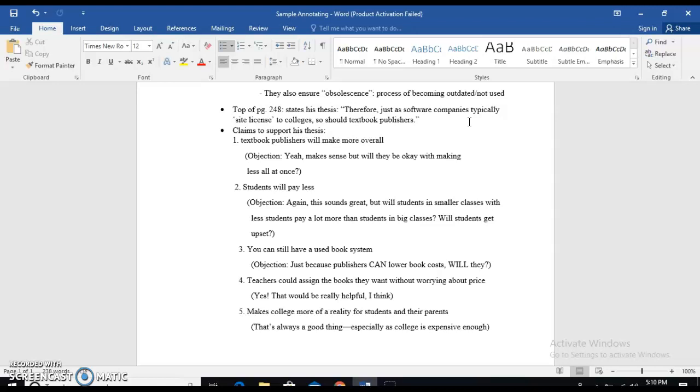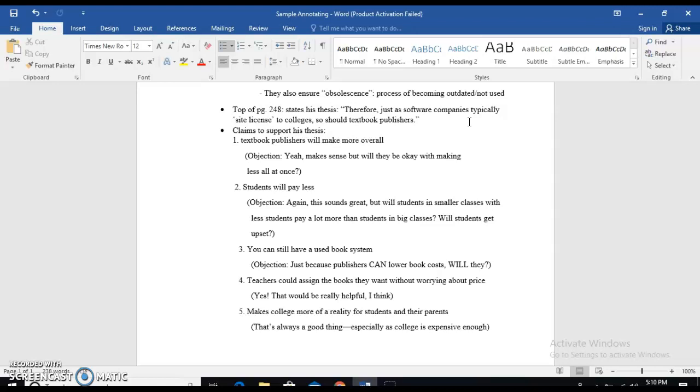So another claim he makes is that students will ultimately pay a lot less than they do now, right? And again, that sounds great. So I said, although this sounds great, how about students in smaller classes, with less students? Will they end up paying a lot more than students in big classes?